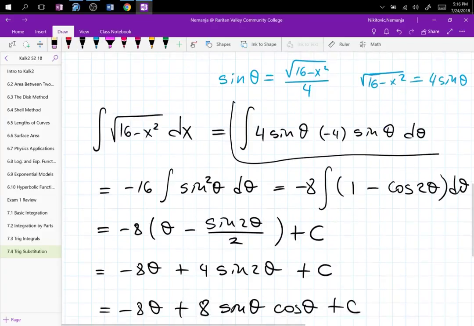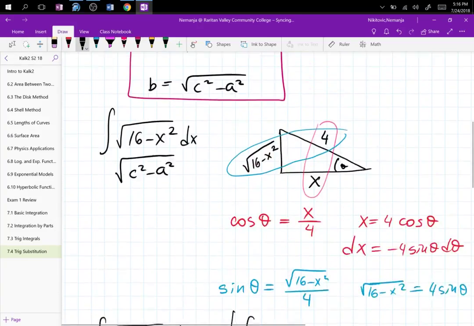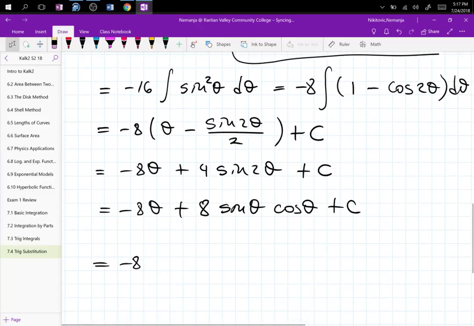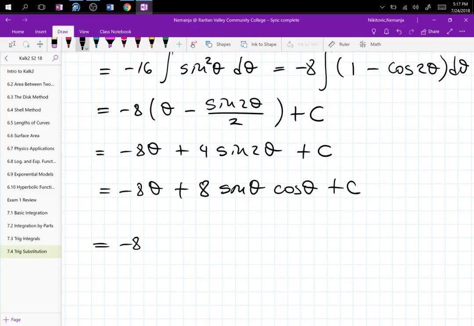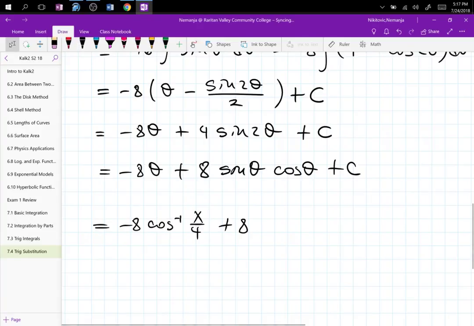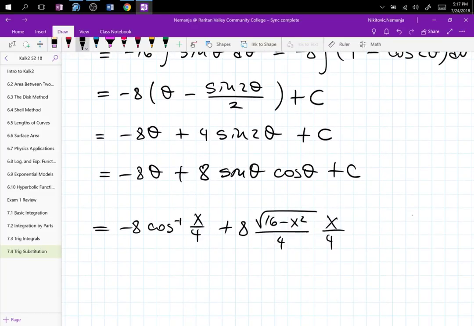Oh, wait. I have to deal with the theta first. That's not an issue. You can just get theta from here. Theta is inverse cosine of x over 4. There we go. That's theta. We're going to use that. Perfect. That's that part. Plus 8. Now, what's sine theta? Sine theta is the square root over 4. So square root of 16 minus x squared over 4. And what's cosine theta? Cosine theta is x over 4. Plus c.